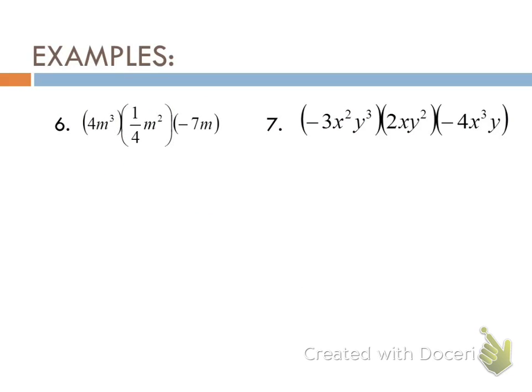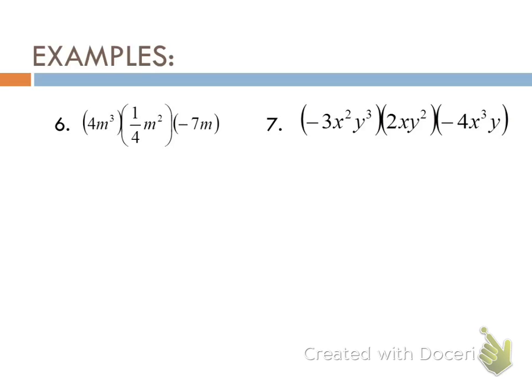Examples 6 and 7. What are we doing? What operation? Multiplying. It is all multiplication because everything is contained inside of parentheses. Okay, if we were to have addition or subtraction signs in between the parentheses, that would change it. But if it's all inside of parentheses, they're all just getting multiplied.